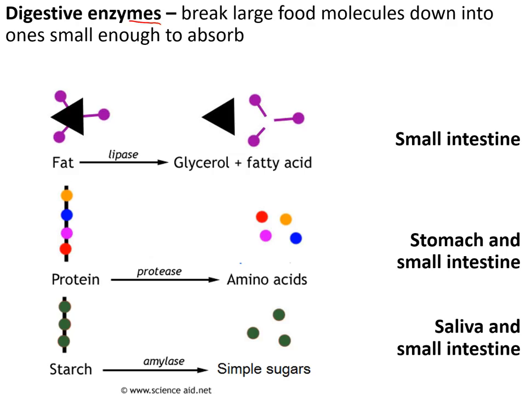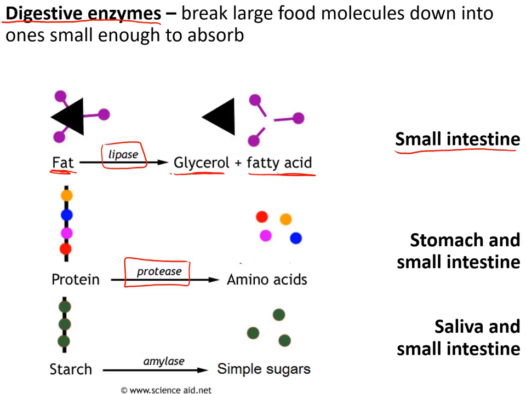One particular type of enzymes is called digestive enzymes, and their job is to break down large food molecules into ones that are small enough to be absorbed into our blood in our intestines. There are 3 main types. First one we have are called lipase enzymes. Their job is to break down fat molecules into glycerol and fatty acids, and that takes place in the small intestine.